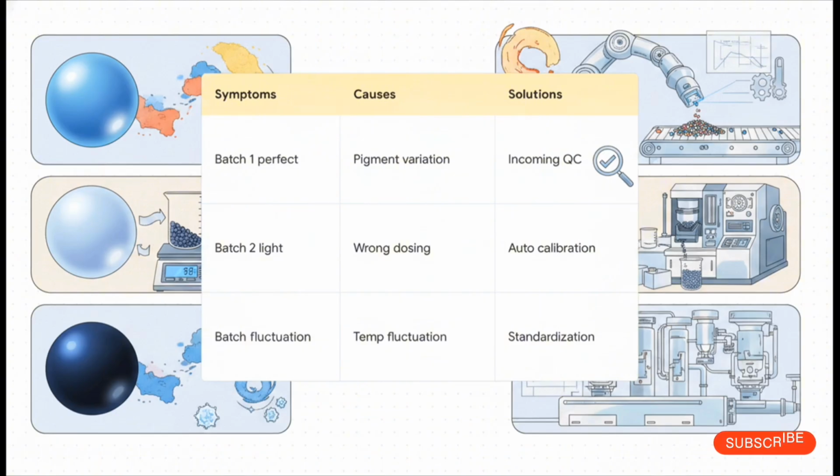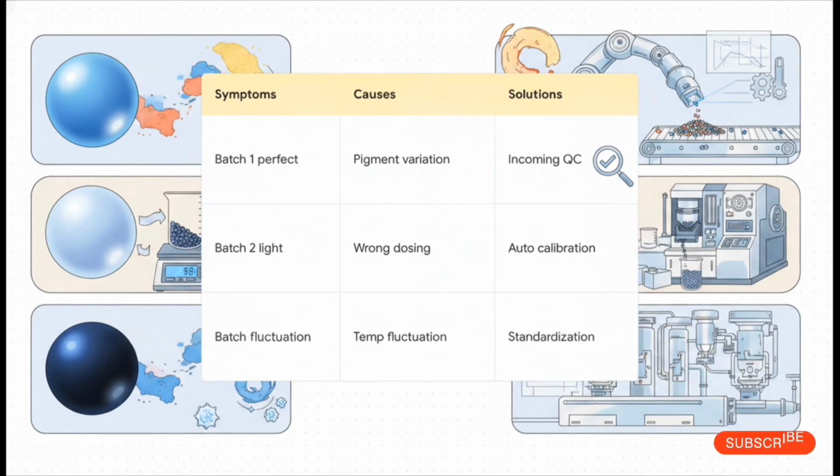First major problem. Shade variation. The symptom here is super obvious, right? Batch 1 is perfect, batch 2 comes out way too light, and then batch 3 is suddenly super dark. What is causing this? Well, root causes usually point to pigment strength variations from your supplier, maybe incorrect manual or auto-dosing, melt flow index variations, or just severe temperature fluctuations in the barrel.